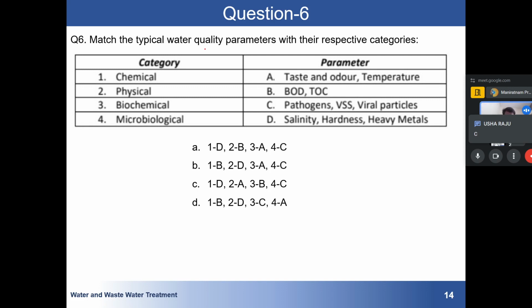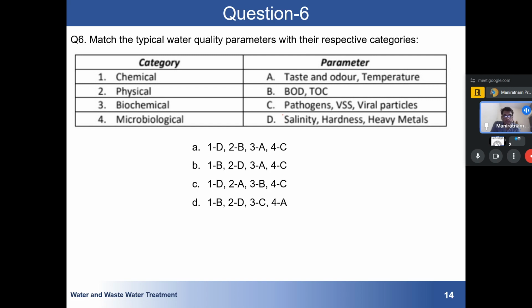Let's see what the answer is. Yes, you are right. I will discuss them one by one. The first is chemical. We add some chemicals to remove something. What will this chemical do? It will react with something, either some chemicals or some kind of salts that are already present there.